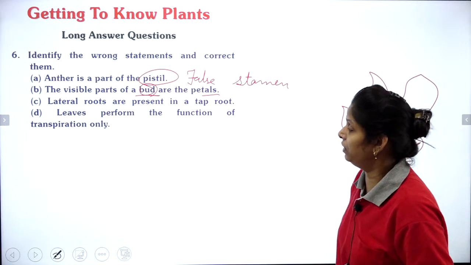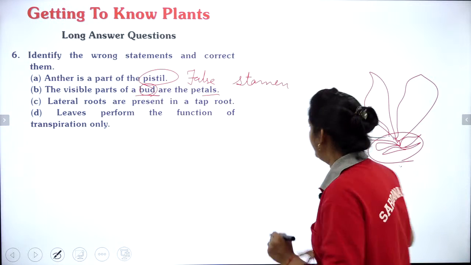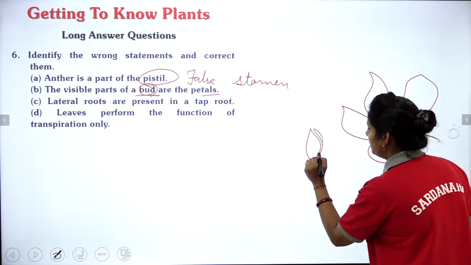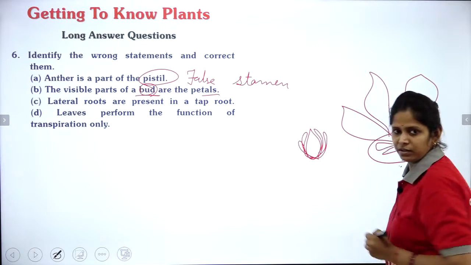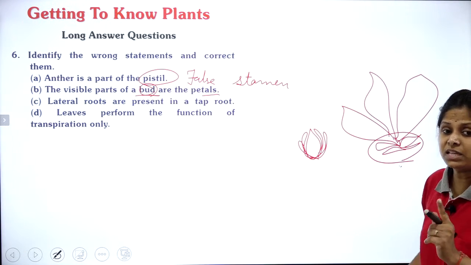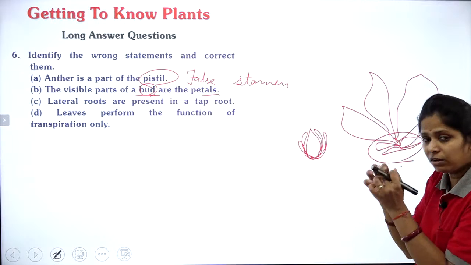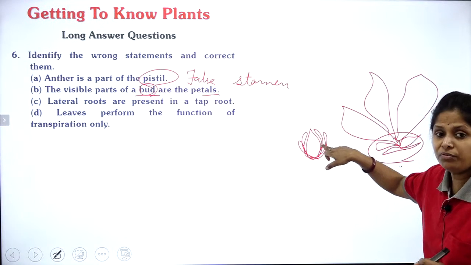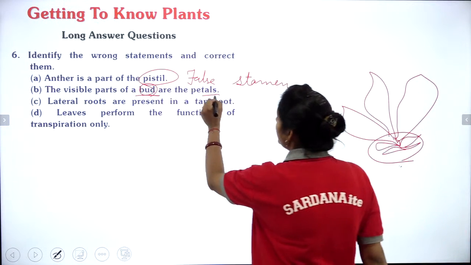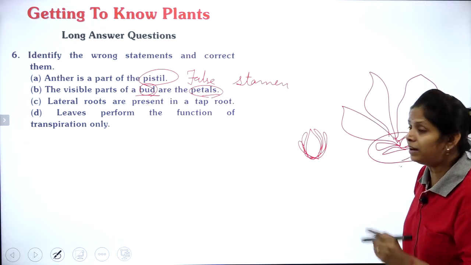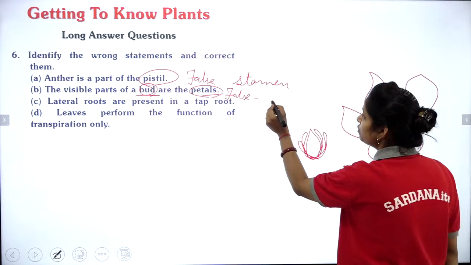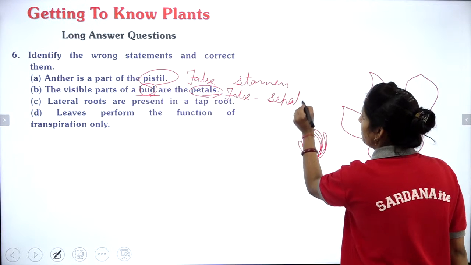So you can see it is asking about the visible part of a bud, and you can see this is a bud and it is covered by the sepal. When you see this bud, at this time the only visible part is the sepal, not the petal, because the petal is covered completely in the form of a bud, and on the outer surface of this bud you can see only sepals. So in place of petals, what do you have to write down? Sepals. So this statement is also false, and in place of petals you write down sepals.